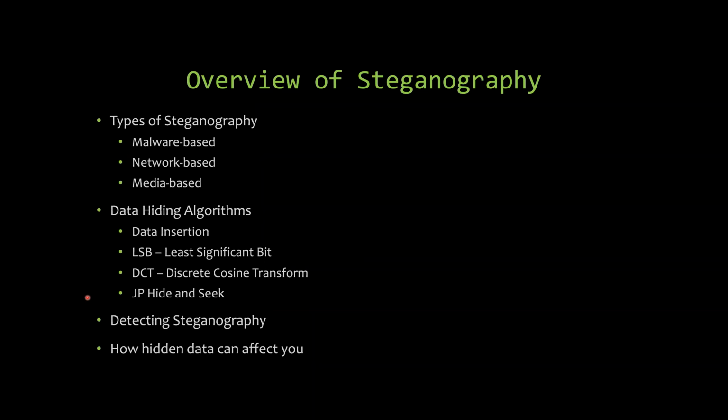Then there are different algorithms that are able to actually facilitate this data hiding. So data insertion would be one of the most trivial methods used to hide data, in which you would actually just include content in, for example, the header or after the end of image or end of file marker of a file, and you would be able to detect that within something like a hex editor very easily. But then there are more sophisticated algorithms that can be used to actually facilitate this as well.